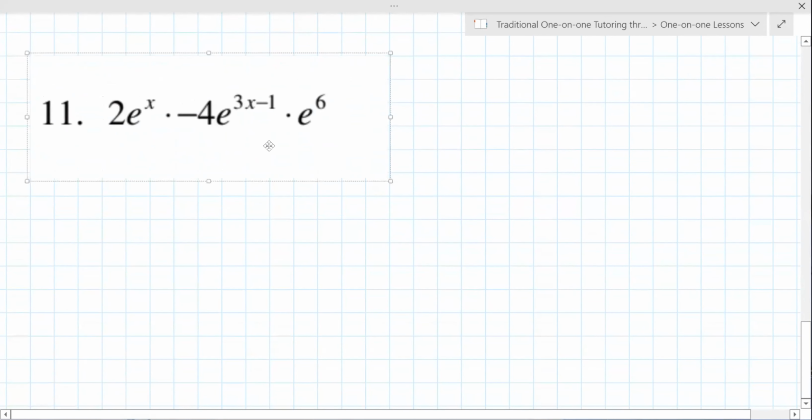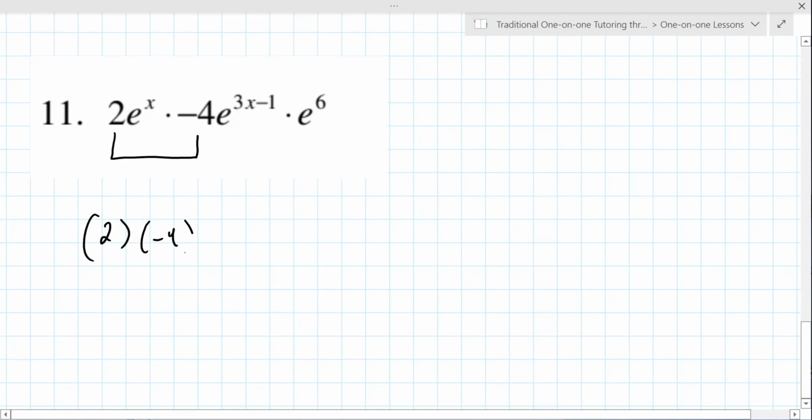All right. So what I'm seeing here is there's numbers, 2 and -4. Those can be multiplied together. And then I see a bunch of things with e. I see e to the x, e to the 3x minus 1, and e to the 6. So this is just a rewrite step, or really it's rearranging. It may be good to do if you can't do it visually.